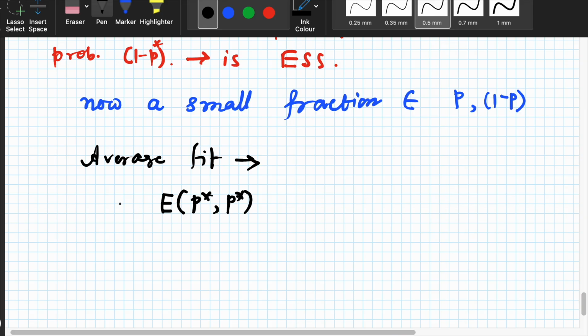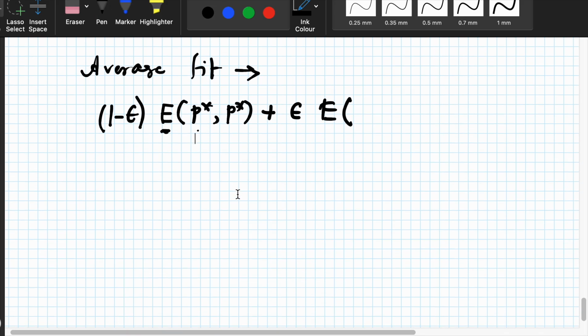With which probability will it play with p star? 1 minus epsilon, because a 1 minus epsilon fraction of the population is choosing strategy p star, and with probability epsilon there is a mutant. So this is the expected fitness when p star is playing p star. I will calculate one such thing, then you will get the idea. So let me write first, E(p star, p).